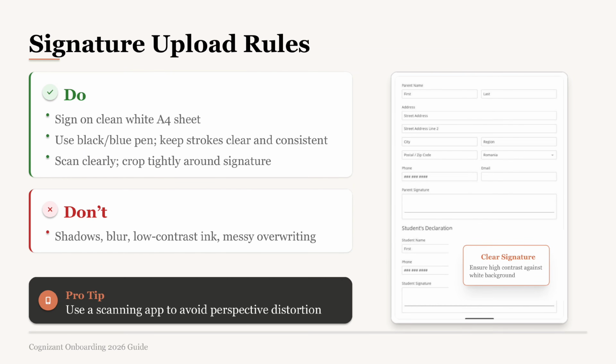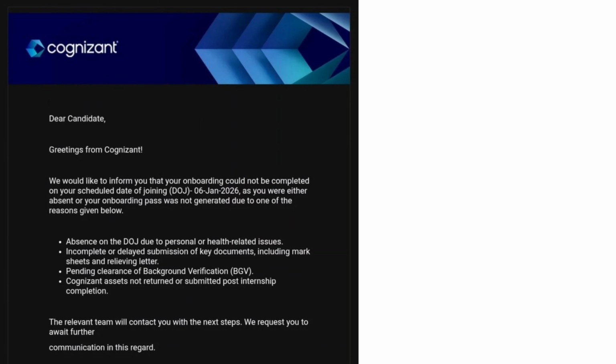So sign on a white A4 sheet, use a black or blue pen only, do not scribble, keep it clean and centered, and scan that document properly at proper resolution and then upload on the document portal. Why am I saying this seriously? Because I have seen many candidates whose onboarding got delayed because their photo or signature was not clear.